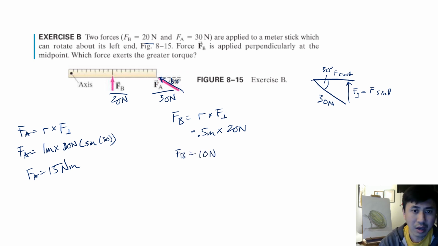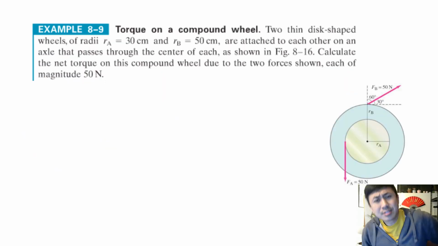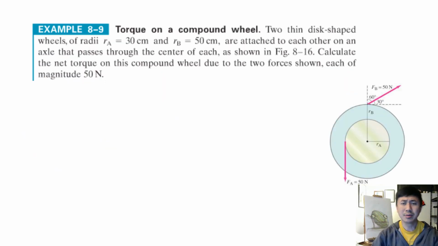There you go. F of A is a lot larger, even though it's not perpendicular. Even though it's at an angle, it's supposed to be weaker. That radius, that distance away, really adds to that force. So F of A is greater than F of B. Done.